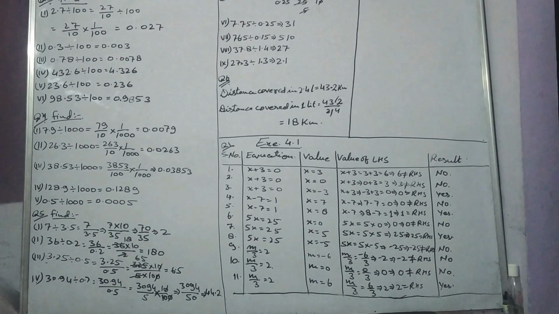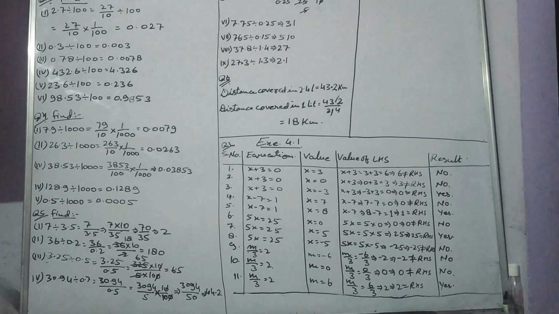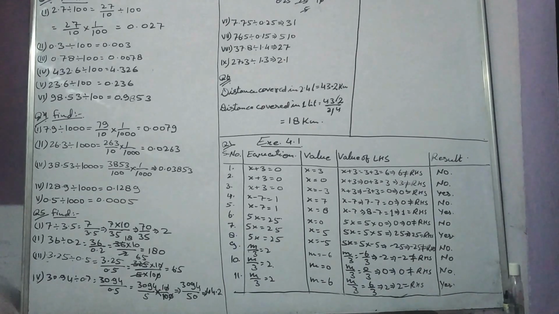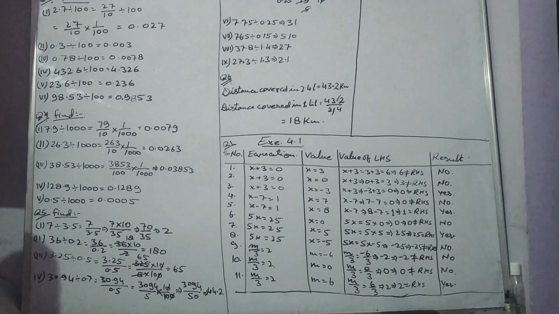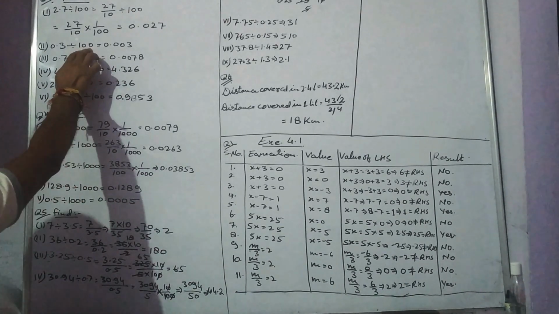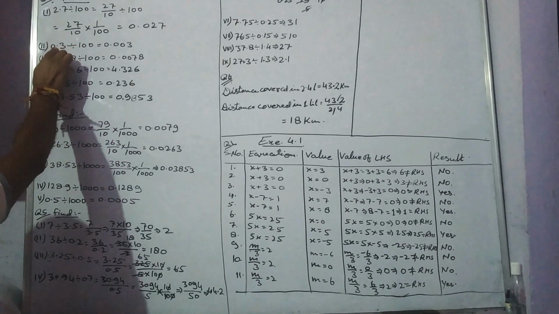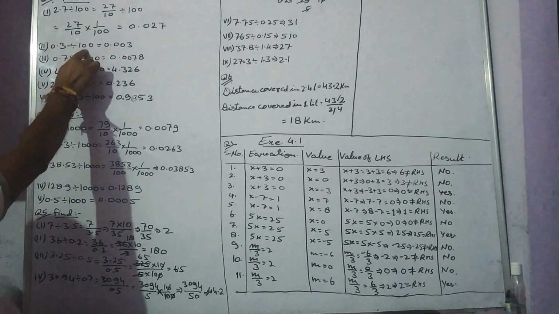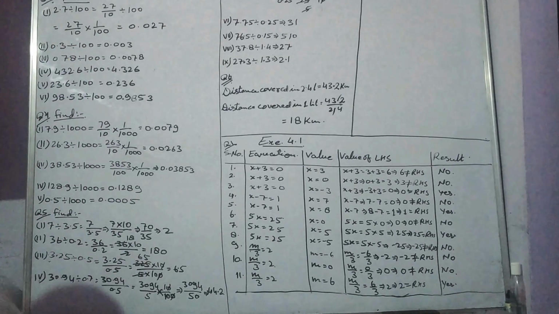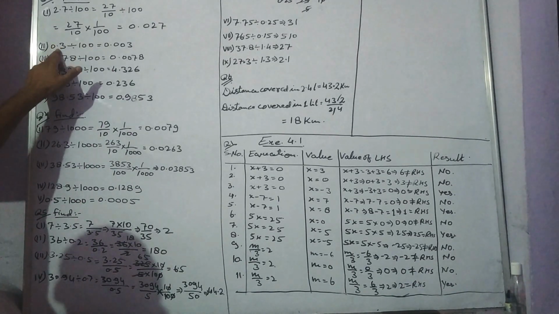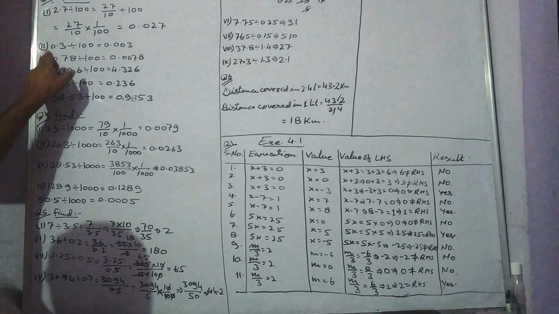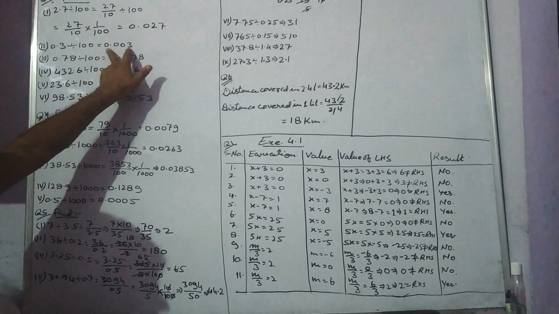Next one is 0.3 divided by 100. In this way, I have also solved it by a short method: just move the decimal two places to the left, because 100 contains two zeros, so the decimal moves by two places to the left. It becomes 0.003.